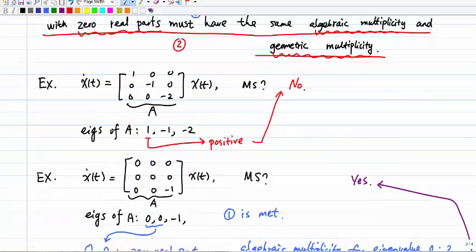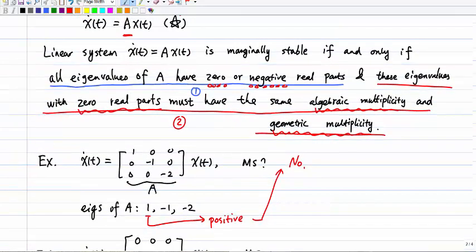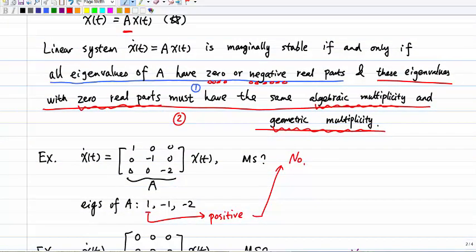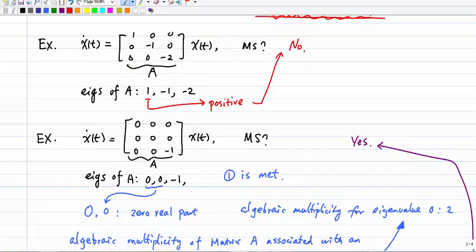So let's go to the second example, which is x dot t equals the matrix [0 0 0; 0 0 0; 0 0 -1] times x t. Again we want to verify whether the system is marginally stable. According to the conditions, we have to find the eigenvalues because the eigenvalues of this matrix have to satisfy two properties. First compute the eigenvalues. Again, this is a diagonal matrix, so the eigenvalues are just the entries on the diagonal. So we have the eigenvalues of A: 0, 0, negative 1.